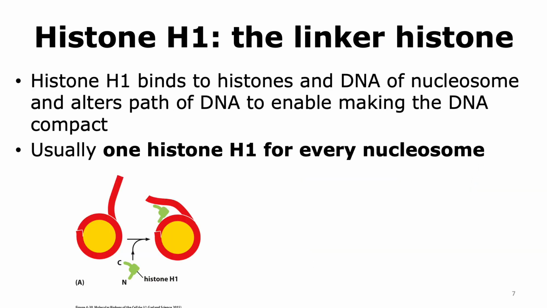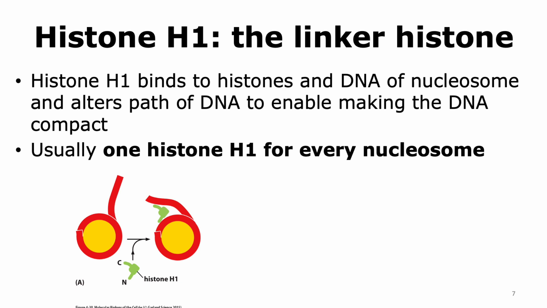In addition to the histones that we described previously, there's another histone that's also present in chromatin called Histone H1. This one binds to the nucleosome and the DNA and alters the path of the DNA to allow the DNA to be more compact. Usually for every nucleosome, there's only one histone H1 present. As shown in the figure below, we have a nucleosome depicted by the yellow round circle, and the histone H1 is shown as that green boomerang structure.